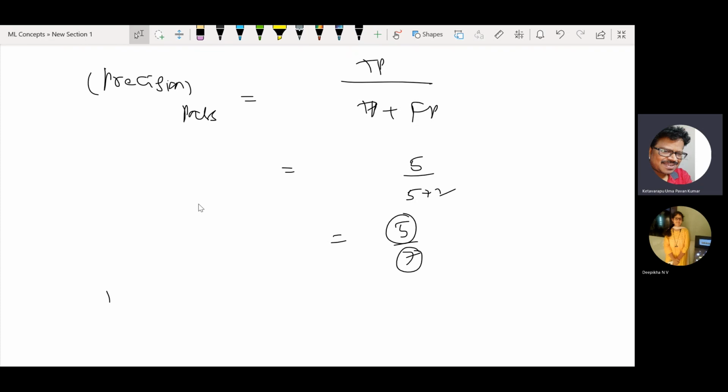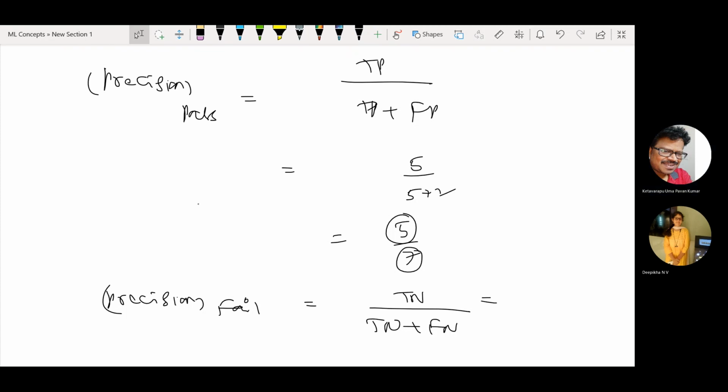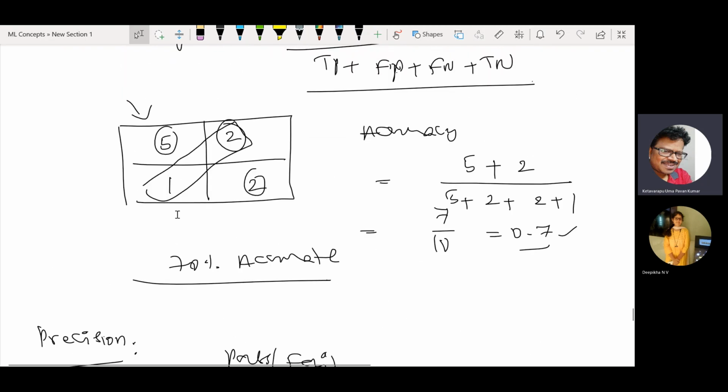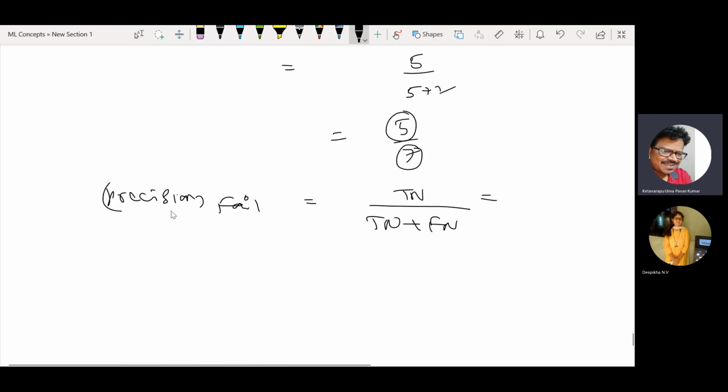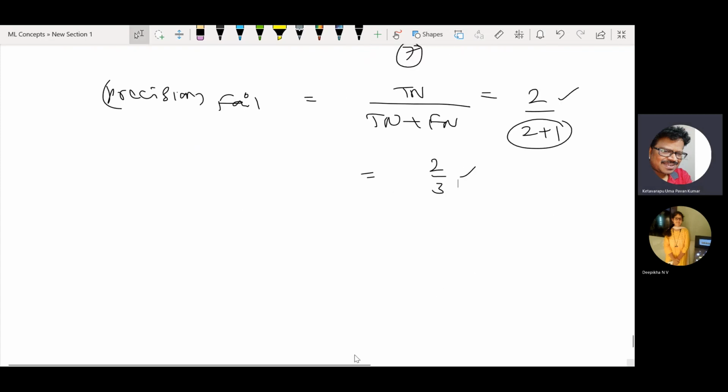And coming to the precision of fail, separately I can compute. What is the formula for that? True negative by true negative plus false negative. From this confusion matrix, I got these values. So your true negative is 2 by 2 plus 1. Out of three cases, two times we were able to correctly identify the failure cases. So 2 by 3. The main aim of this particular precision, guys, is to reduce the wrong predictions.